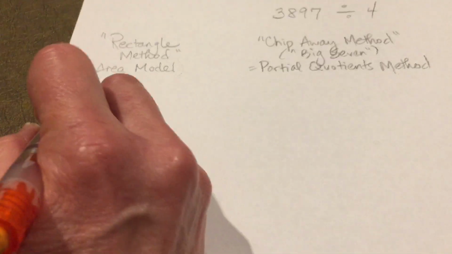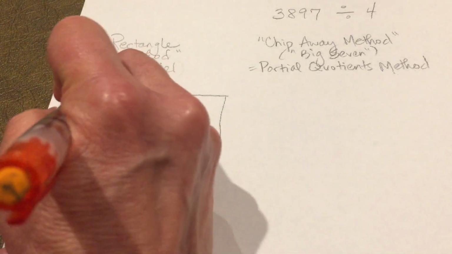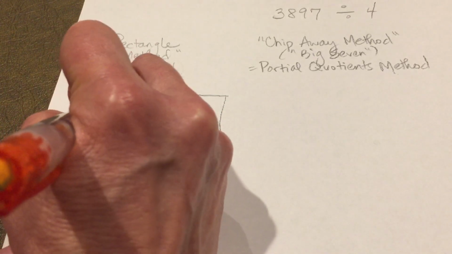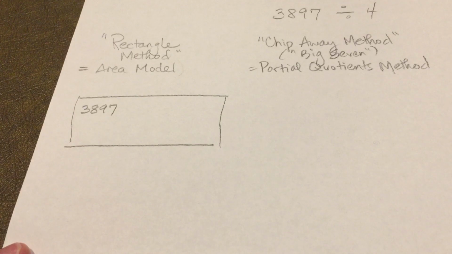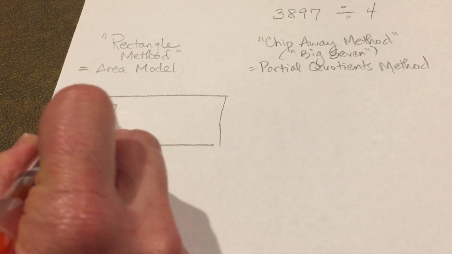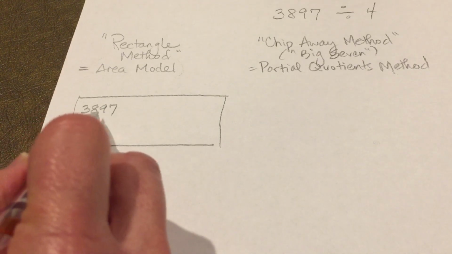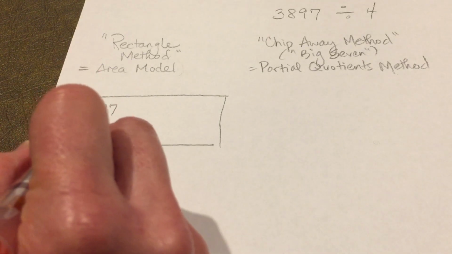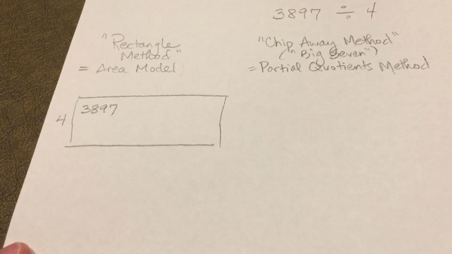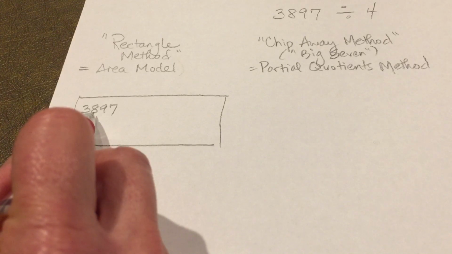So we start with a big rectangle, and we write in the very top left corner the giant number that we are dividing into, the dividend, and we put the divisor over on the left. The first trickiest part to this method is that the students need to think, what kind of place value am I going to be getting for my very first section of division? If I divide 3,897 by 4, will I be able to get something in the thousands place, or will I be starting in the hundreds?